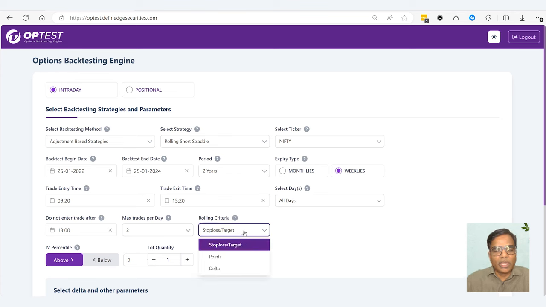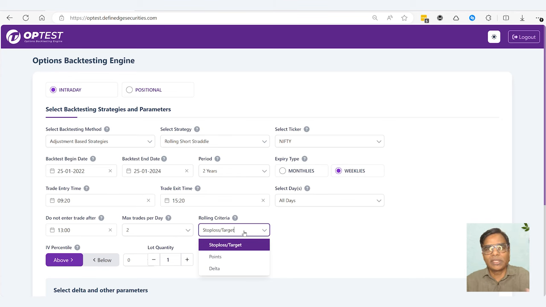Now, what is the rolling criteria? As I already said, there are three kinds of rolling criteria. Either stop loss is hit or our target is hit. For example, you have a straddle, and the target has been hit, but the underlying has moved slightly, a little bit more. Then in that case, I can do a rollover. Let's say my target is 30% of the premium of the straddle. The moment I get 30%, if the underlying has moved, then I roll over.